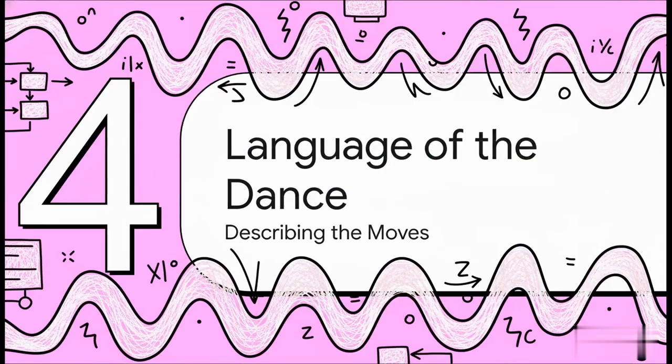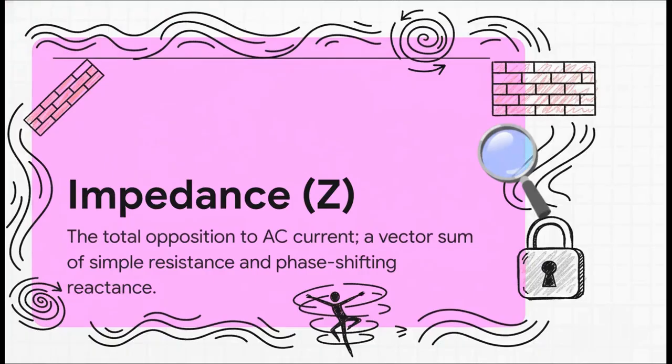Okay, so you've got amplitude, you've got frequency, you have partners leading and lagging all over the place. How on earth do engineers keep track of all this? Well, they had to invent a whole new language, a new kind of math, just to map out this complex dance. And the most important word in this new language is impedance. We use the letter Z for it. You can think of impedance as the total opposition to the current. It cleverly combines the simple, straightforward resistance with that tricky time-shifting reactance all into one single value. It's like the total difficulty score for the entire dance routine.